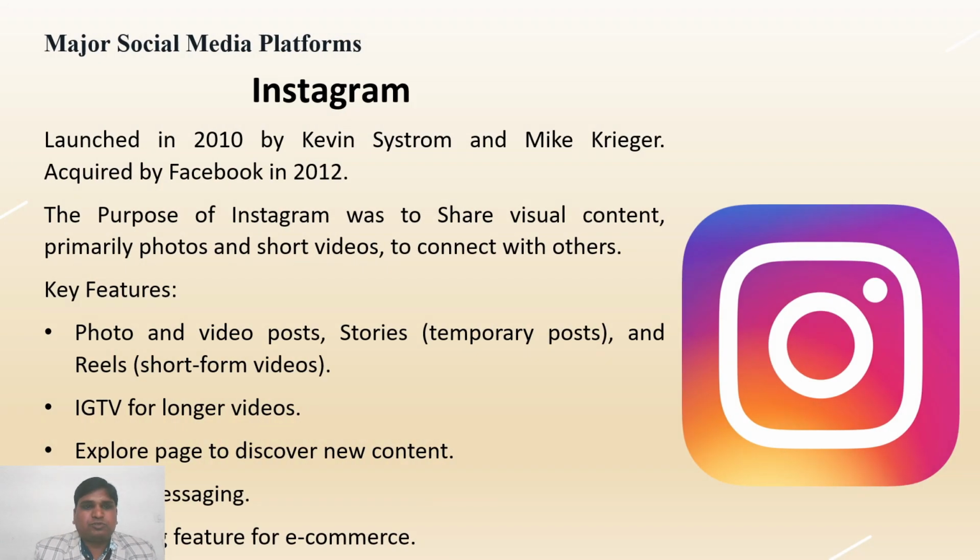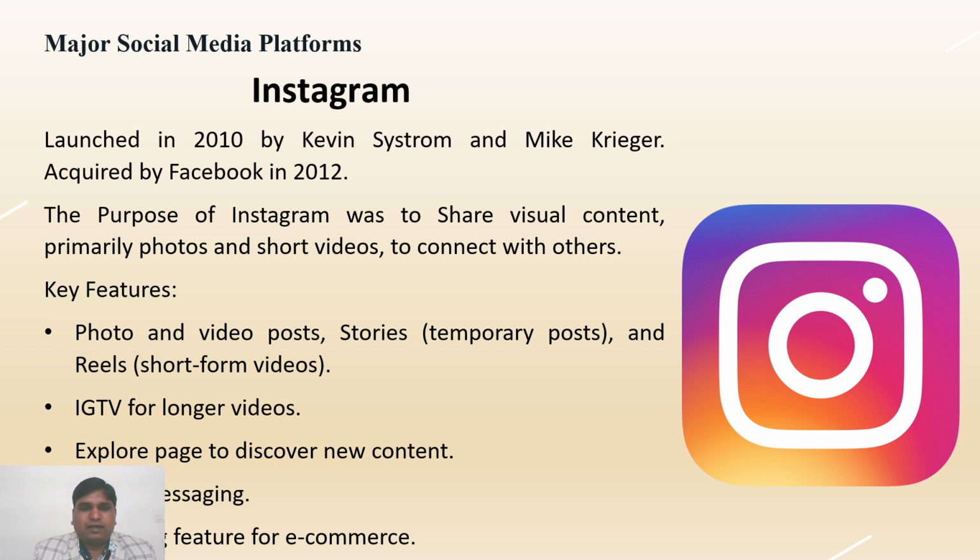Instagram launched in 2010 by Kevin Systrom and Mike Krieger, and Instagram was acquired by Facebook in 2012. The purpose of Instagram was to share visual content, primarily photos and short videos, to connect with others. On Instagram, you can share photos and short videos. Here, most of the time, people do not share text messages. So, the main feature of Instagram is sharing photos and short videos.